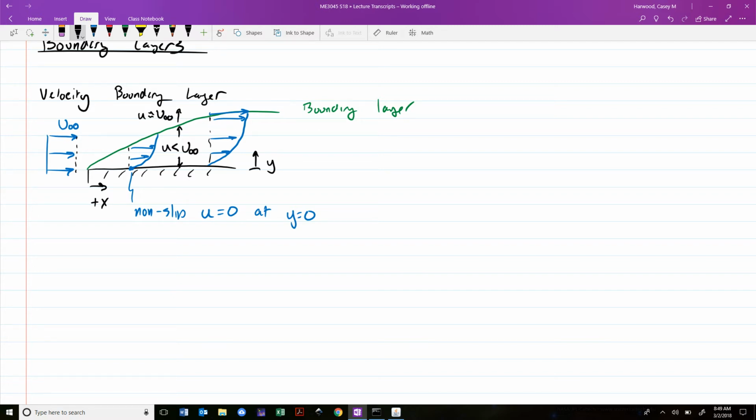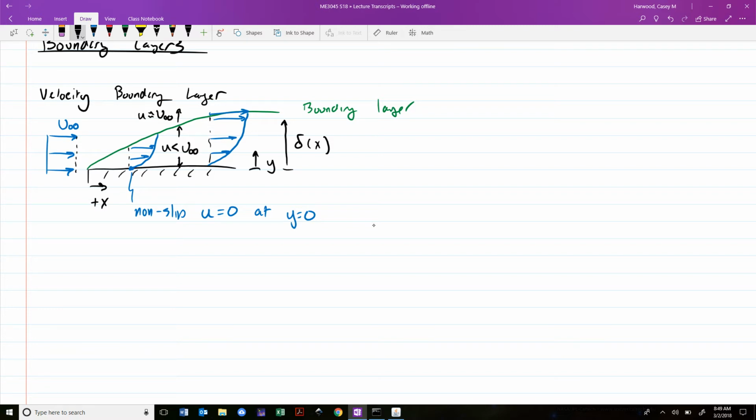Usually the edge of this boundary layer, this green boundary, is the collection of points where u is about 99% of the free stream velocity. And so we call this a thickness, if you will, delta, which is a function of x.